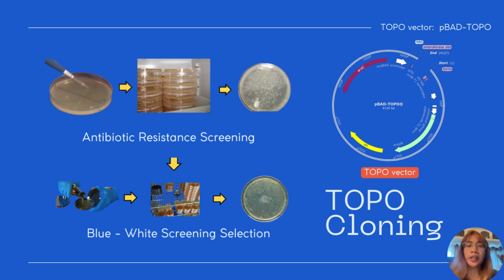Antibiotic resistance screening ensured that only cells containing the pBAD plasmid, which contains the ampicillin resistance gene, survived. Non-transformed cells were removed. This was followed by blue white screening, where successful inserts disrupted the lacZ gene and produced white colonies, while empty vectors produced blue ones. The white colonies were selected as the positive clones.